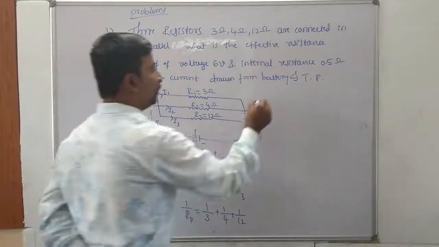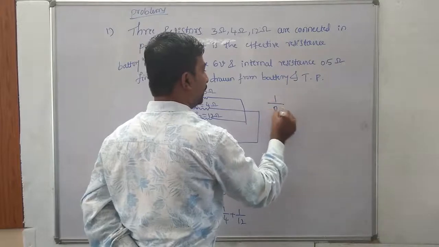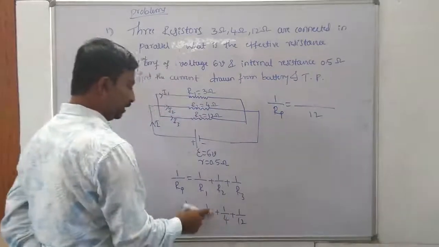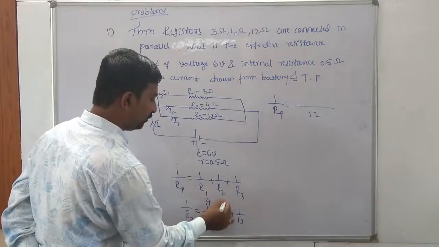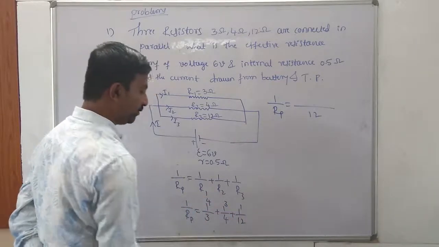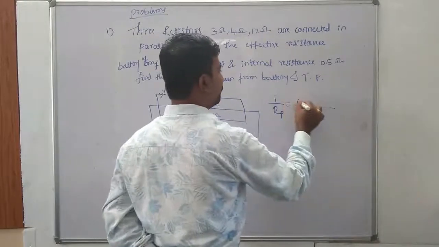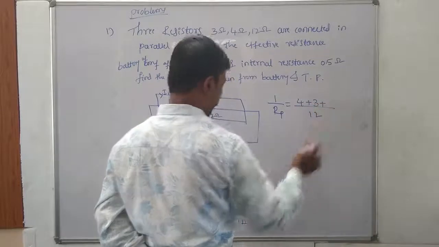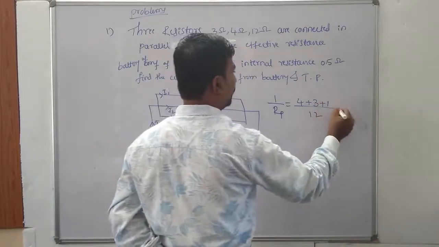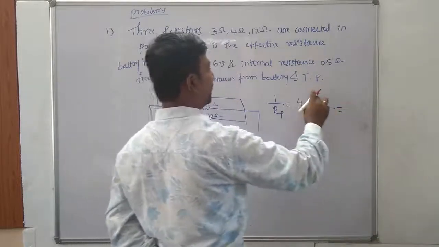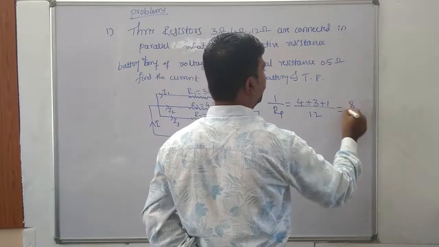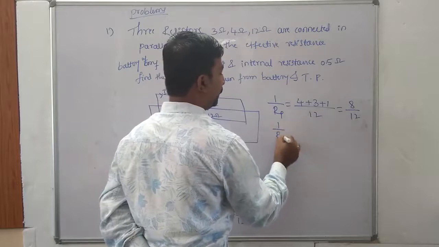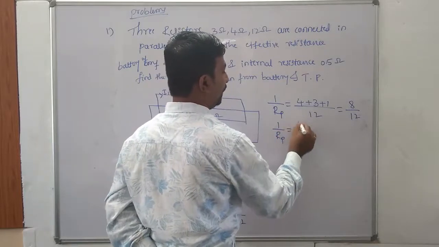So 1/RP is equal to, 12 is the LCM. 3 fours are 12, 4 threes are 12, 12 ones are 12. So 4 ones are 4 plus 3 ones are 3 plus 1 ones are 1, is equal to 4 plus 3 is 7, 7 plus 1 is 8. So 1/RP is equal to 8/12.